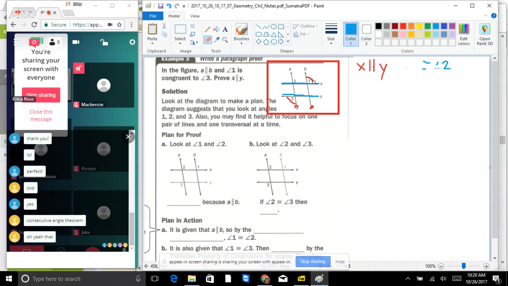Angles 1 and 2 only help us out because X is our transversal. So angles 1 and 2 help us out to prove that A and B are parallel. We're out to prove that X and Y are parallel.